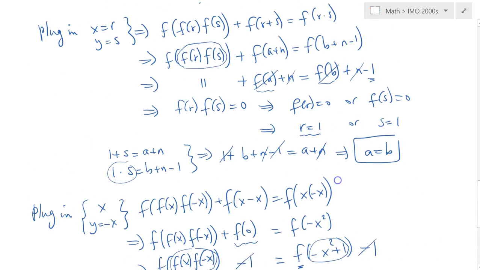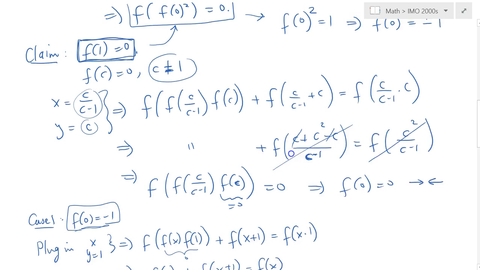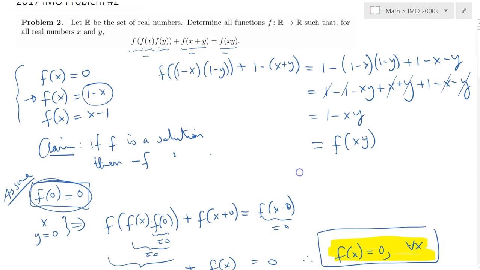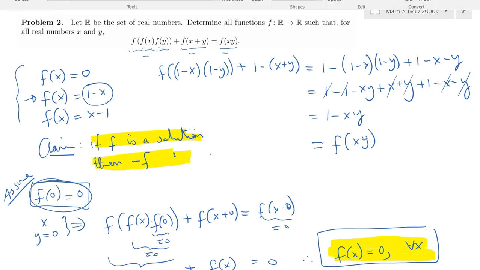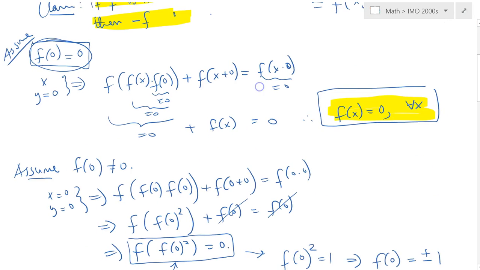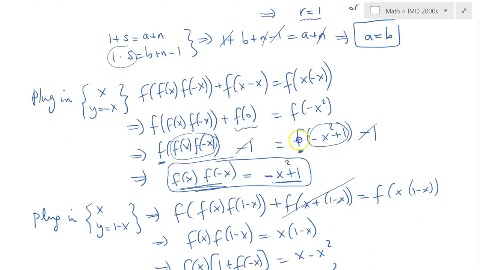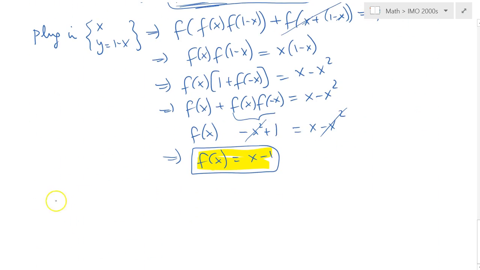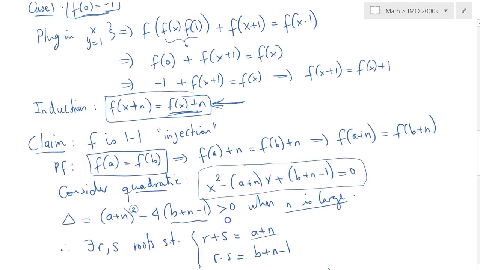Finally, if you recall, very early on at the beginning of the problem, I suggested that if f is a solution, then so is minus f as well, quite easily shown. So now that we know x minus 1 is a solution, that also implies that f of x equals 1 minus x is also a solution to the problem. If you don't want to do that, then you can go back to the second case.